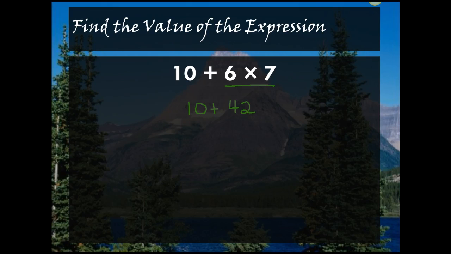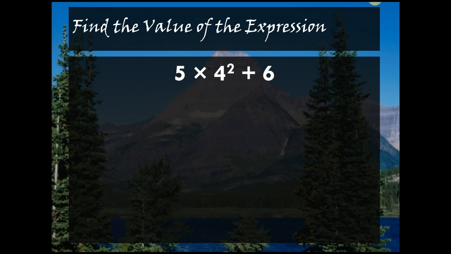Since there's no more multiplication or division, we next look for addition or subtraction. We have addition, 10 plus 42. 10 plus 42 equals 52. Our final answer is 52.